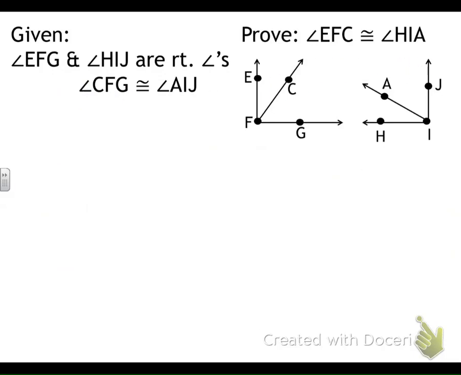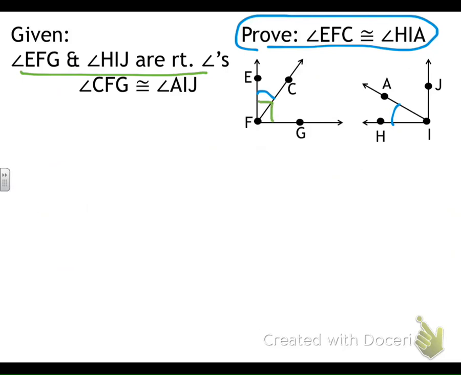So first, there's a lot of angles going on here. So in a different color, I'm going to underline or highlight my proof statement. And while you guys are copying this down, just look at what I'm doing. I'm just going to identify what I need to do. So what I need to do is get angle EFC and angle HIA congruent. All right. Now, the problem does mention that these are right angles. So I'm going to, in green, highlight this section. That means EFG is a right angle and HIJ, or JIH, doesn't matter.